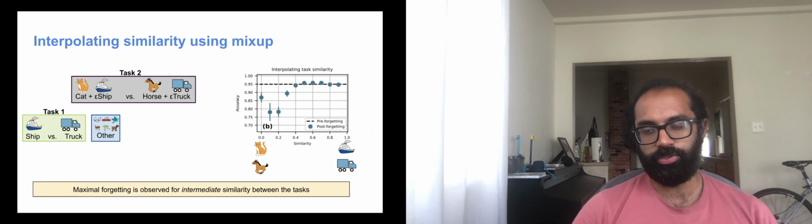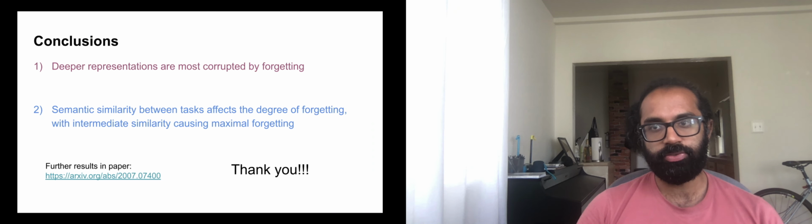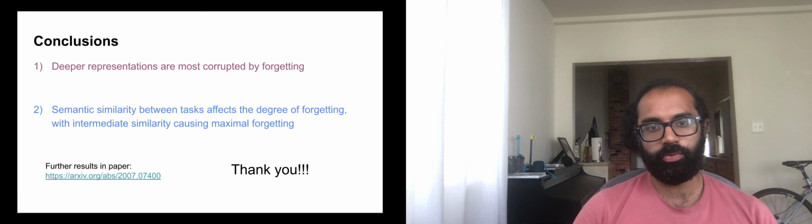So, to conclude, in this work, we've studied two different aspects of catastrophic forgetting, one related to layer-wise representations, and the other related to semantic similarity, and we hope that this will lead to a deeper understanding of this phenomenon. Thank you.